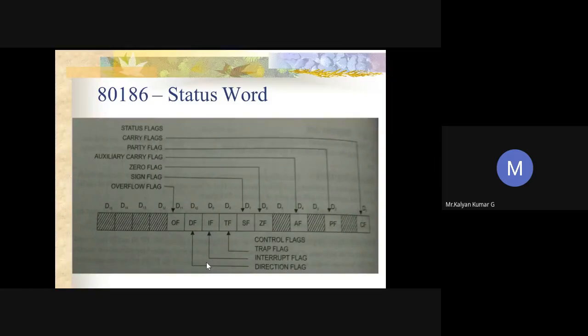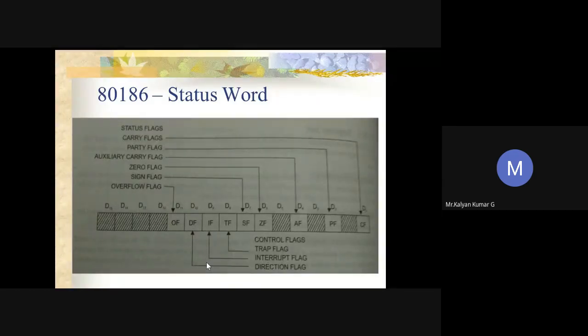Whenever a signed result is too large and cannot be expressed within the number of bits in the destination operand, obviously your overflow flag will be set. Otherwise, it will be cleared. So all these 6 flags come under your status flags, and the remaining 3 come under control flags: trap flag, interrupt flag, direction flag.